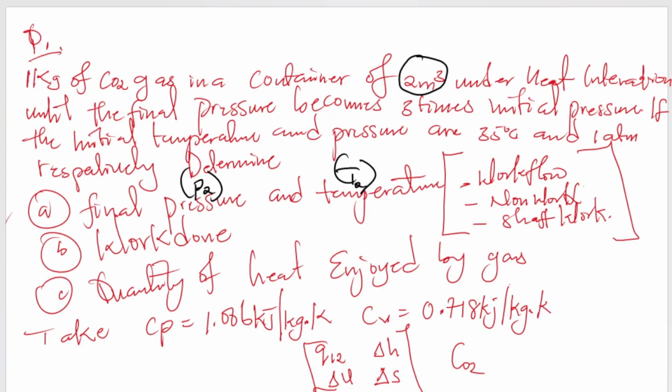Now from our given system, we are just told that the system was under heat interaction, and the system was in a container. It was not mentioned in the question that the system had a rotating part. So since the system is not having any rotating part, we assume that the system will not have a shaft work, because there was no rotating part.